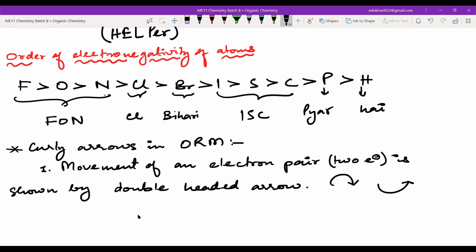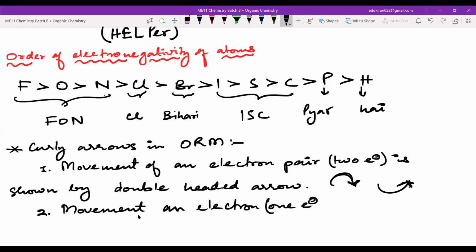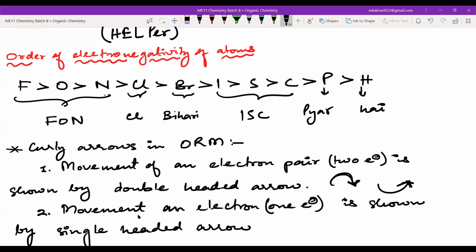Second, this is important. Whether the arrow is drawn on this side or that side is not very important. So, double-headed arrow. Secondly, movement of an electron, that means one electron, is shown by a single-headed arrow. So you will either have it like this or like this. So these are what? Single-headed arrows.